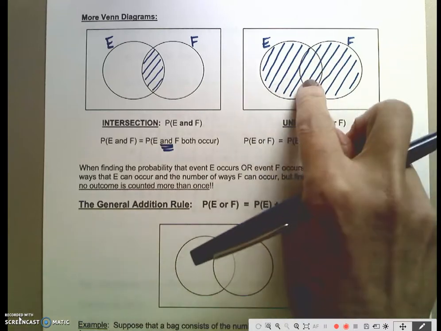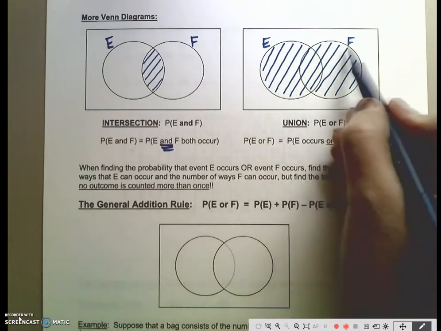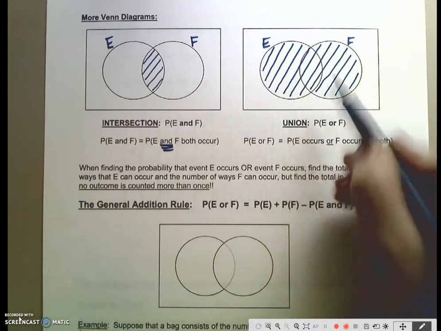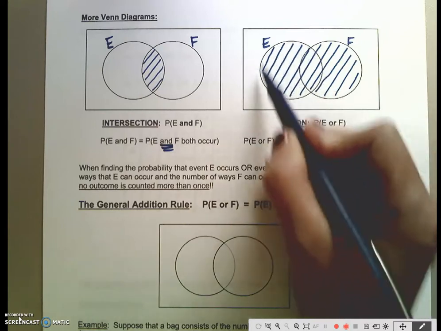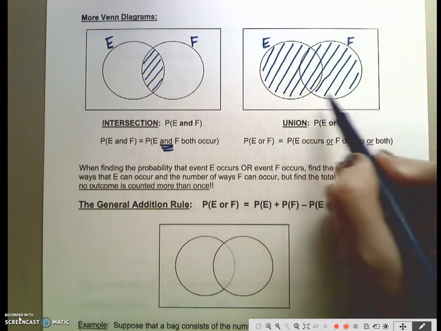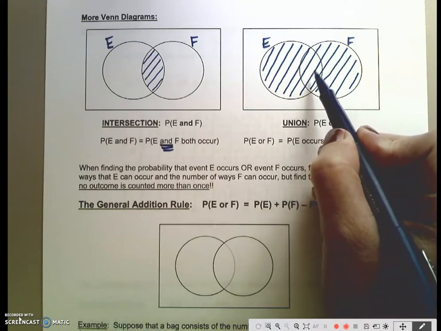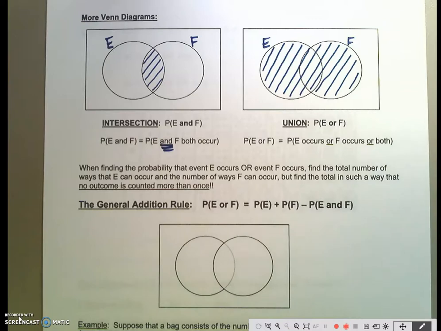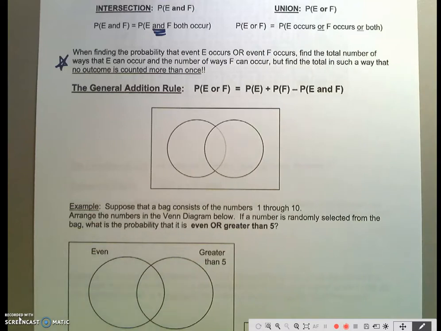Now here's the issue that we have. When the circles overlap, let's say this left circle was all the people that had a sister, and the right circle was all the people that had a brother. There are people that have a sister and a brother. So if you count up all the people with sisters and then add them to all the people with brothers, what would happen to those people in the middle? They would get double counted, and it would throw off all your numbers. So there has to be a way that we can do this where we don't double count. And that's sort of the theme for this section: don't double count. So when finding the probability that E or F occurs, you have to do it in such a way that no one gets counted more than once.